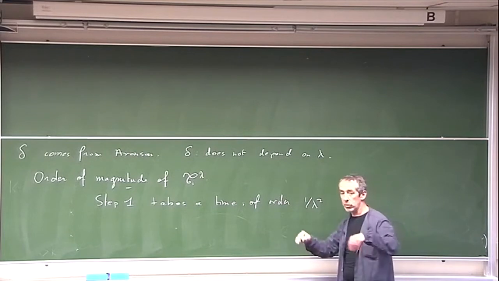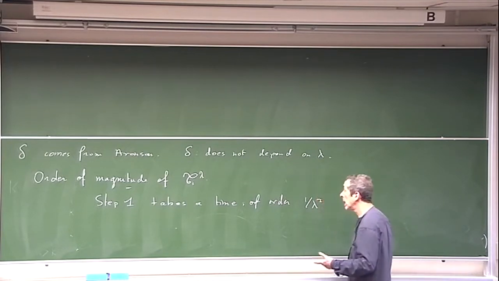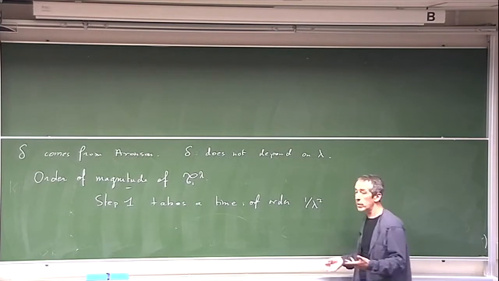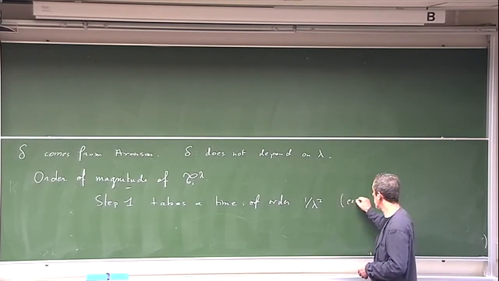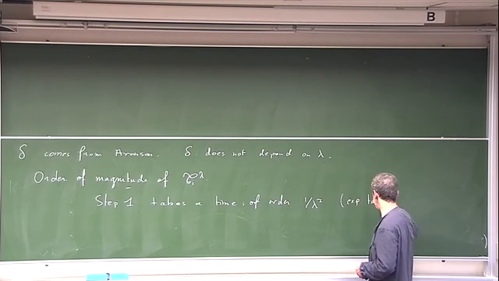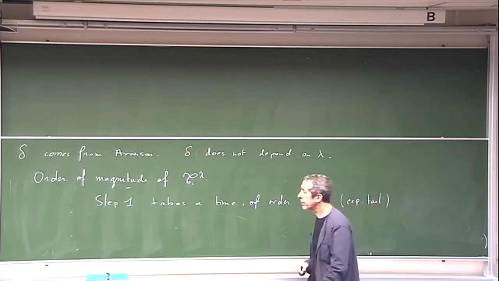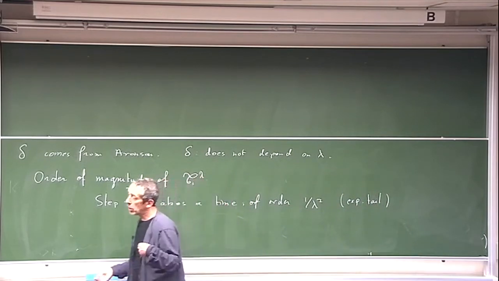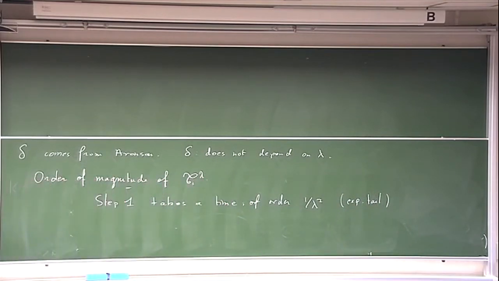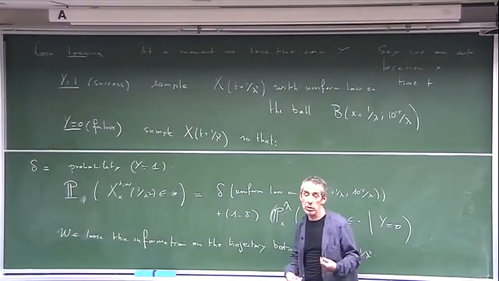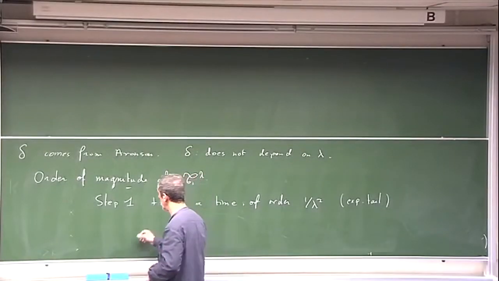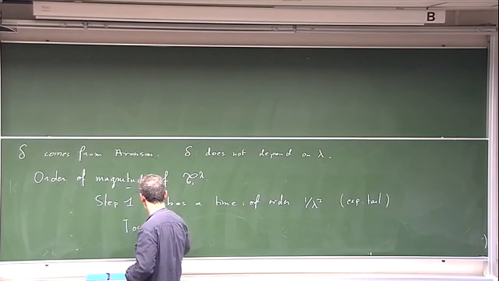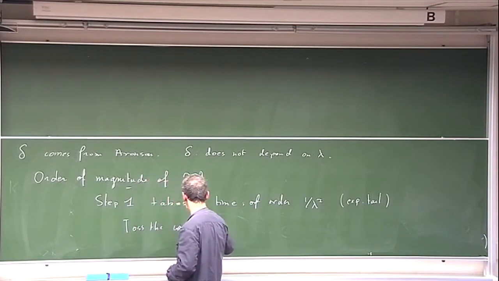And in lemma 2 we had an exponential decay. So when I say of order 1 over lambda squared, it means in a very strong sense that we have an exponential tail. Then you have this coin tossing. How often do you have to toss a coin in order to get a success? This is 1 over delta. So you toss the coin 1 over delta times.